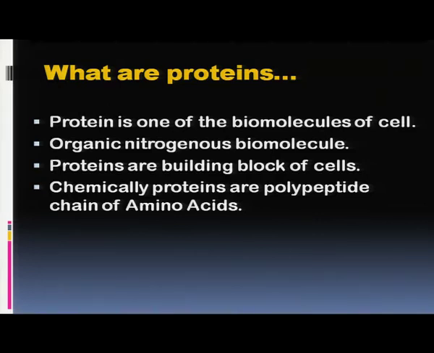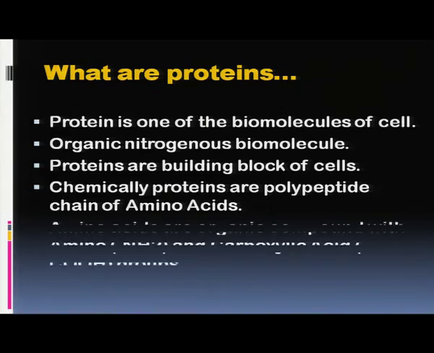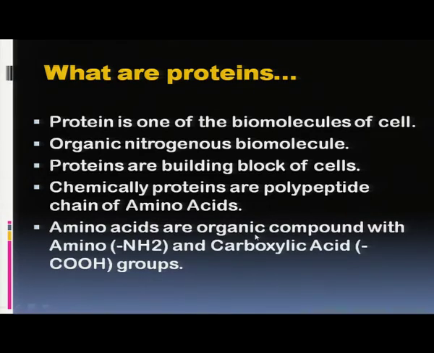Now, what is this amino acid? Amino acid is also an organic compound with an amino group, that is NH2, and a carboxylic group, that is COOH, combined together to form an amino acid. And when many amino acids combine together, they form a polypeptide chain, which we can say is protein.